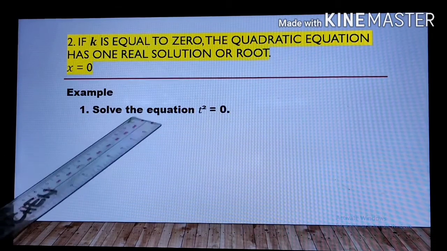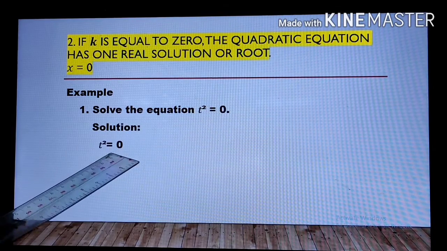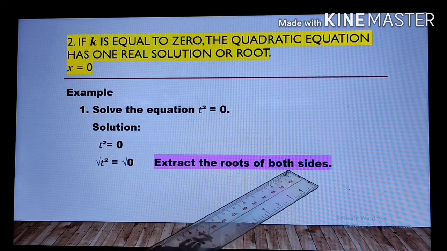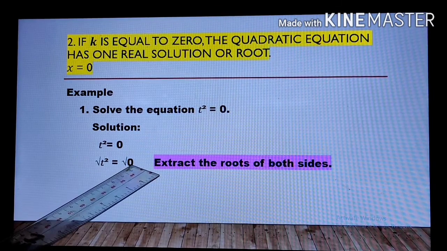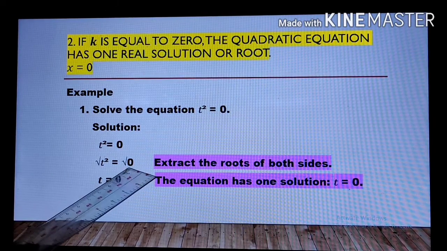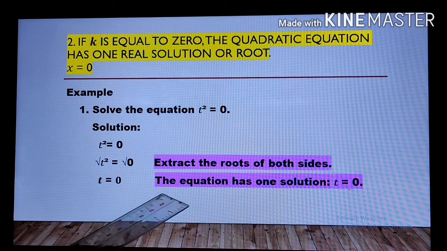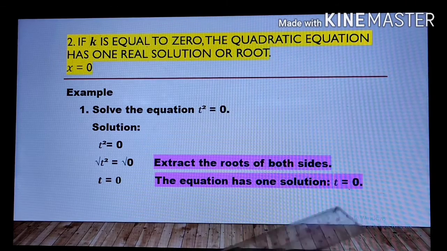So, for example, we are going to solve the equation t squared is equal to 0. So, copy lang. Then, we are going to extract the roots of both sides. So, square root of t squared is equal to square root of 0. So, square root of t squared is t. Then, square root of 0 is 0. So, t is equal to 0. Therefore, the equation has one solution. t is equal to 0.